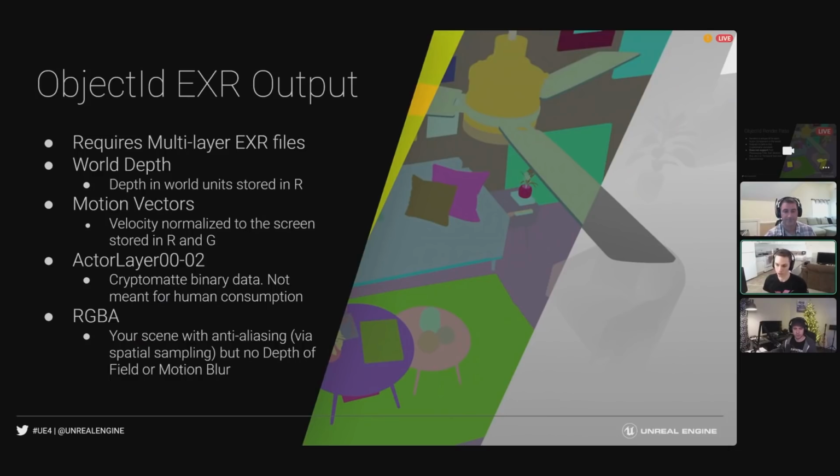You're going to have the world depth channel in that EXR file. The depth in world units, which is centimeters, is going to be stored in the red channel on the world depth texture. For the motion vector channel, you're going to have velocity normalized to the screen, stored in red and green channels in that. You'll see actor layer 00, 01, and 02. These are the Cryptomatte binary data. You can look at them, but they're not meant for human consumption. You just use the Cryptomatte plugin, and that'll make sense of them. And then finally, you'll have your base RGBA, which is going to have your scene with anti-aliasing, but no depth of field or motion blur.